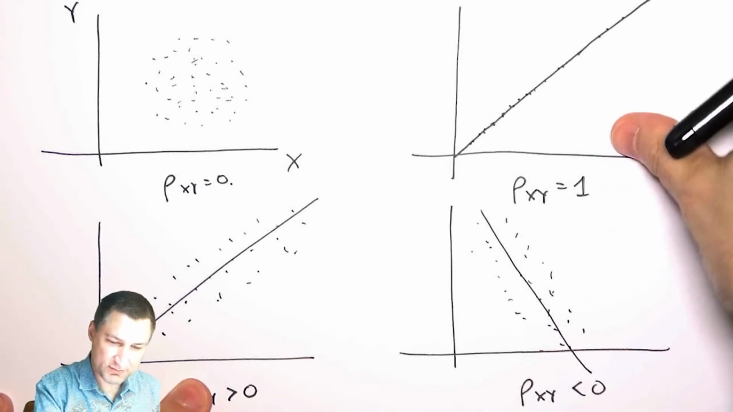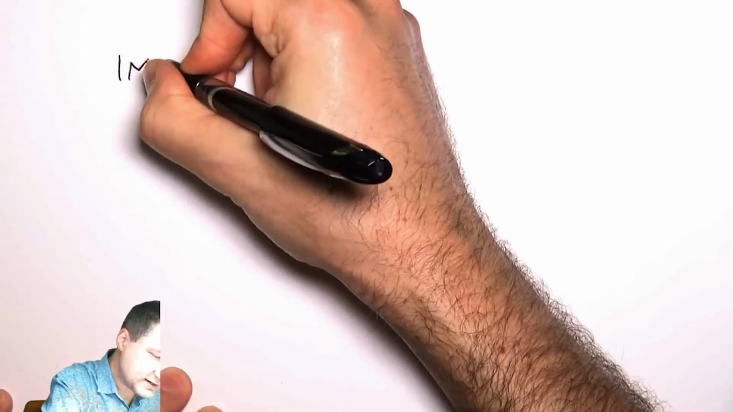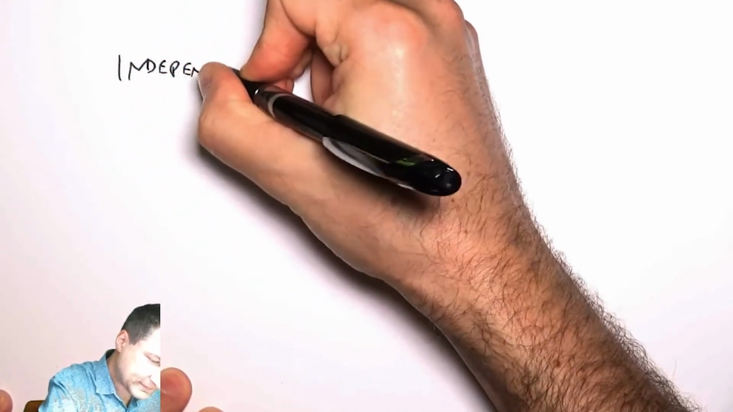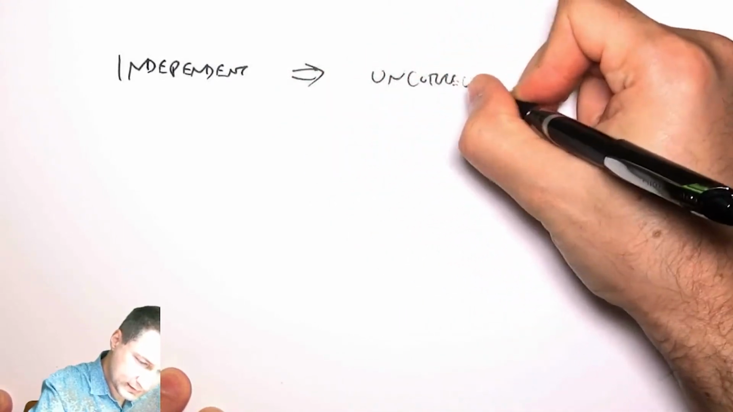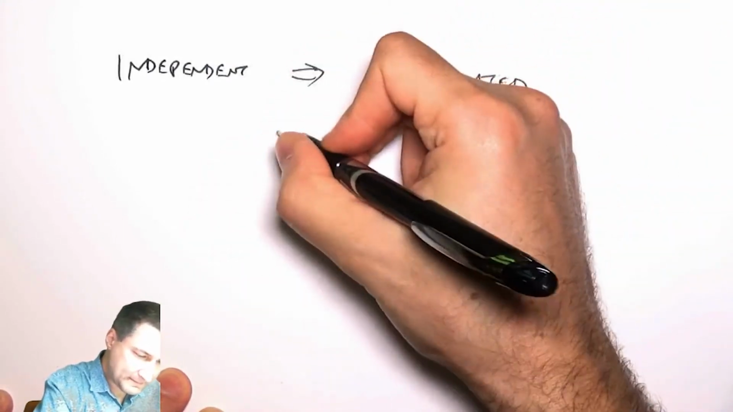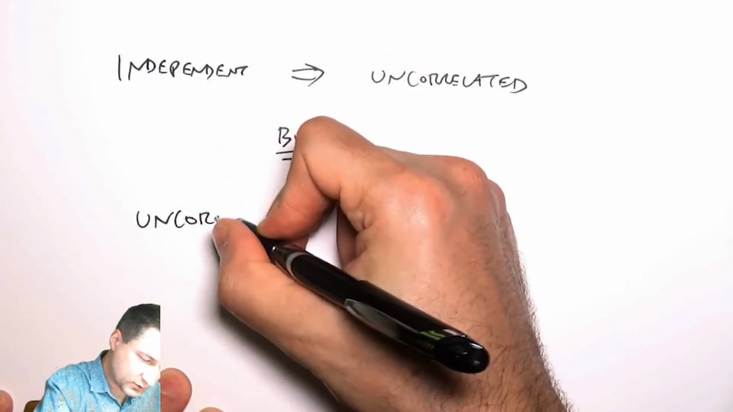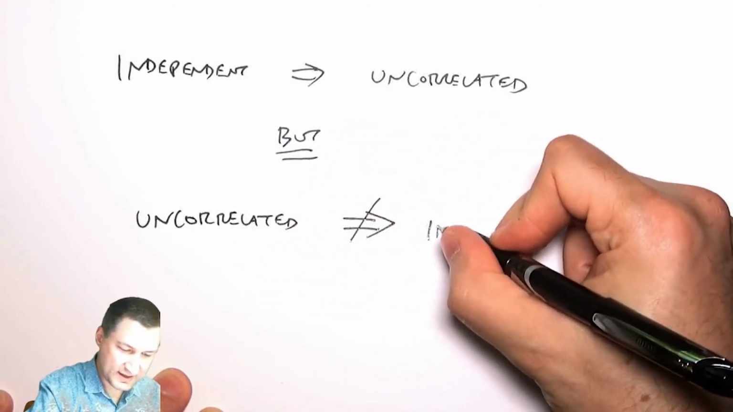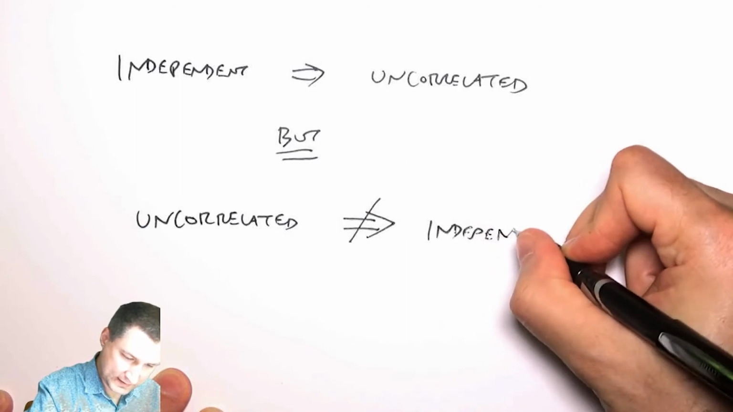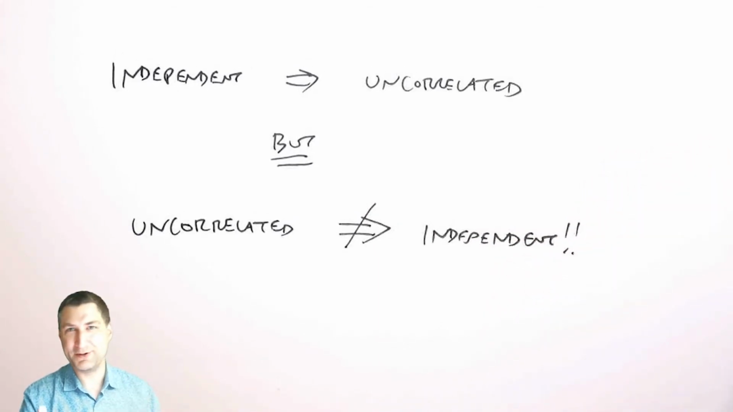One thing that I want to remind you is that we showed that if two random variables were independent, then they were uncorrelated. But remember that if two random variables are uncorrelated, that does not mean that they are independent. Okay, so that's one thing to keep in mind. This is a very common trick question on a test or something like that, right?